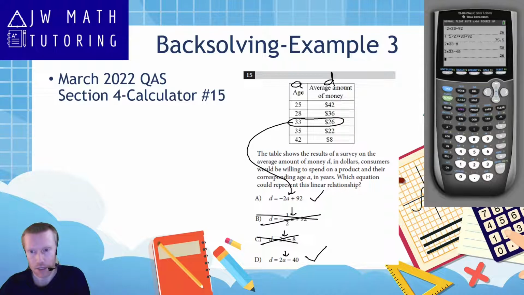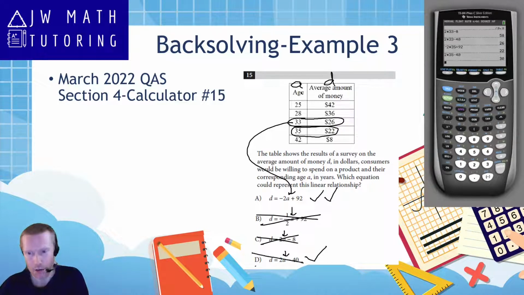So now I just have to repeat this with a different point. So I'll just move to the next point below it now, 35, 22. So I'm going to repeat the first one, negative 2 times 35 plus 92. I get 22. This one checks again, so it's looking likely that it's going to be answer choice A, but I still don't know for sure. And now I'll just do 2 times 35 minus 40. Okay, now I get 30. This one is obviously wrong. It's not equal to 22, so the correct answer here is letter A.